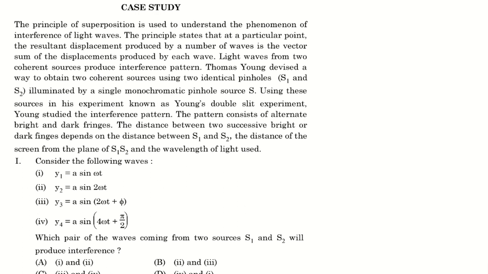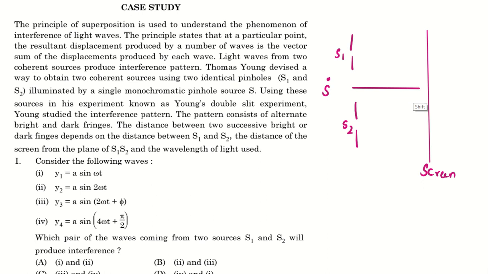This is a case-based question from Young's double slit experiment. We know in Young's double slit experiment, there's a light source that illuminates two slits S1 and S2. The light coming from S1 and S2 interfere and produce an interference pattern on the screen because of the superposition principle. This is the screen, and the distance of the screen from the center of the slits is big D, and the distance between the two slits is small d. So with this experiment setup, let's read the question.